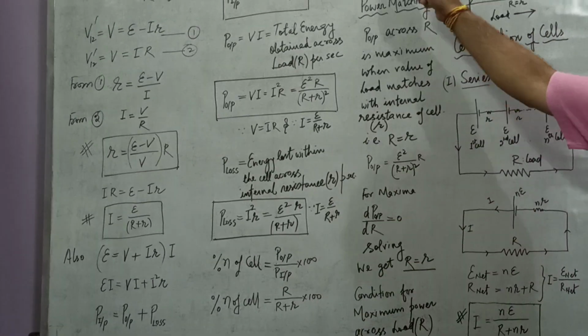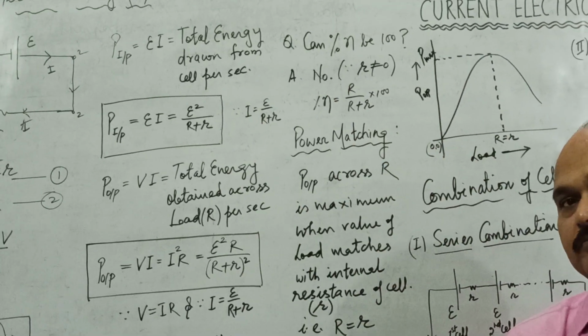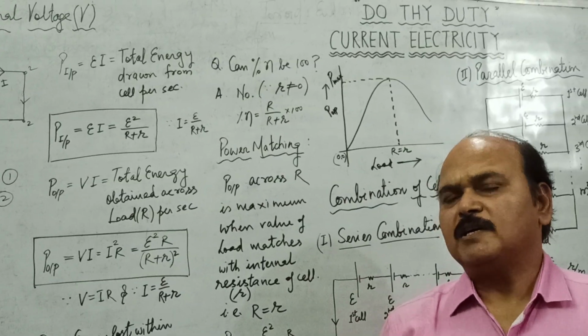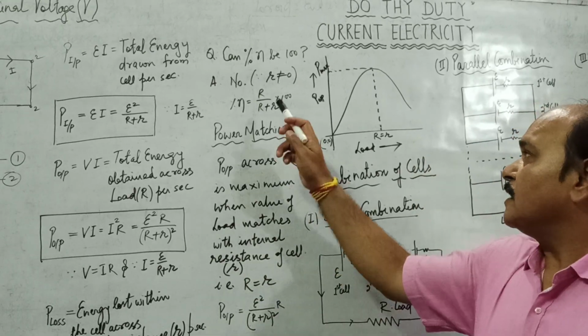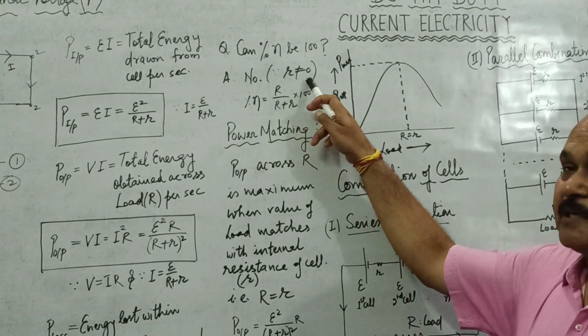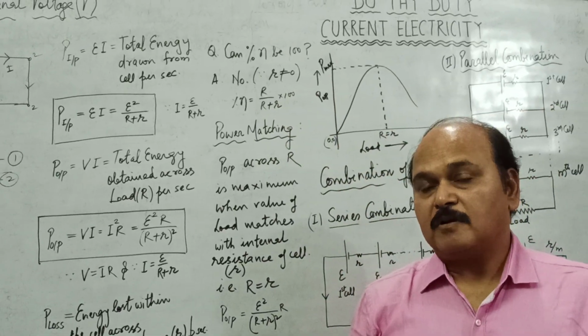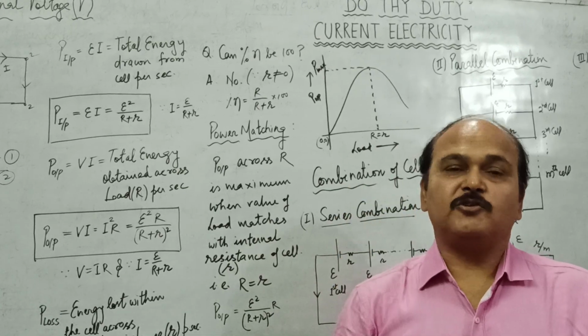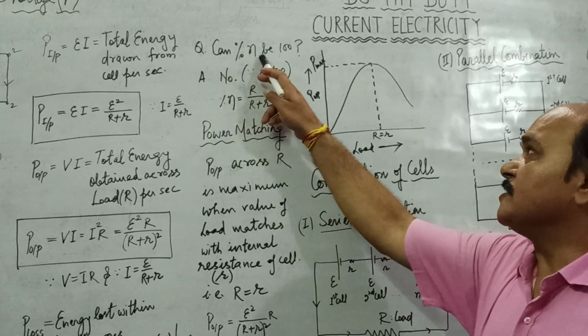Now, can percentage efficiency be 100? The straightforward answer is no. Why is percentage efficiency not equal to 100? The reason is the internal resistance of the cell. Internal resistance of a cell can be small, but it can never be 0. Since r can never be 0, therefore percentage efficiency cannot be 100.